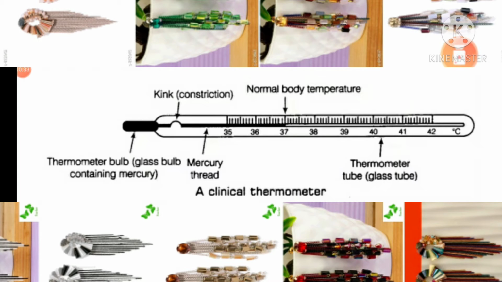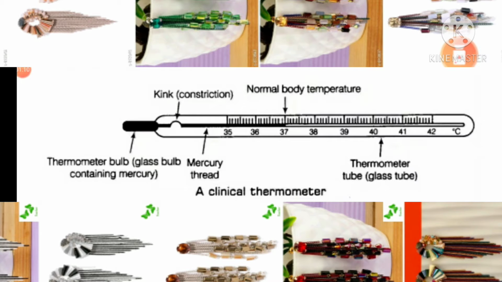It has a thermometer bulb at its end, which is a glass bulb containing mercury, and between, the black dark line which is shown with a small U is called a kink, that is a constriction, which controls the flow of mercury, and in between there is a small glass tube. On the glass tube, the numbers are noted. In between, within the tube itself, the mercury line is located.